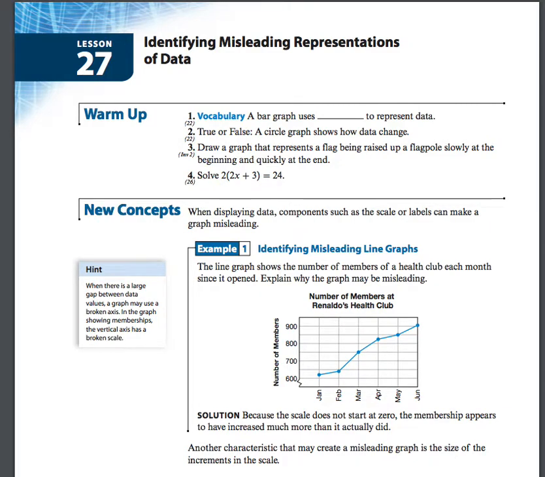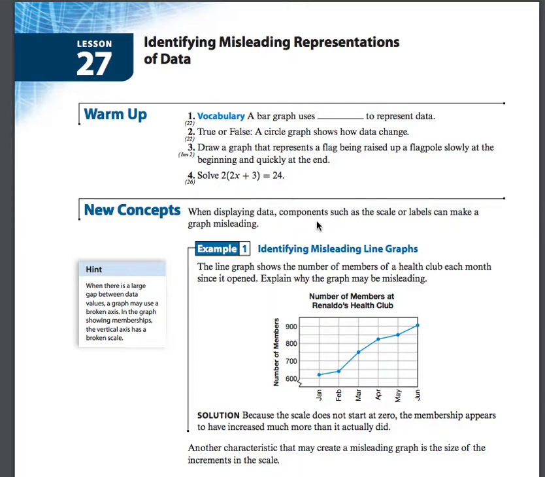Today in Algebra 1, we're going to take a look at Lesson 27, Identifying Misleading Representations of Data. Our new concept today asks us to look at different displays of data and understand where the data is skewed or is showing some type of misleading information that could point to some type of bias. When displaying data, components such as the scale or labels can make a graph misleading.